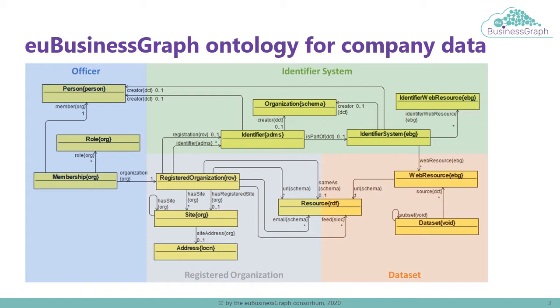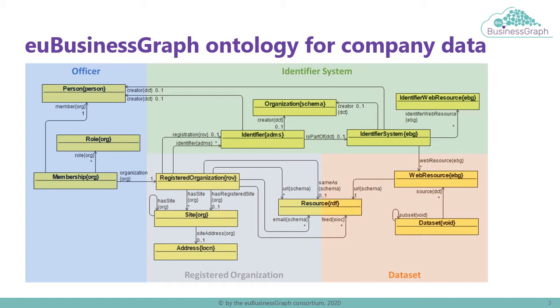Moreover, a company can have several different resources associated, for instance, a URL or an email. A company can have several identifiers, for which the official registration is captured by the object property registration. An identifier is part of an identifier system. Both the identifier and the identifier system can have creator of either type person or type organization. The identifier system also has additional identified web resources and web resources information associated.